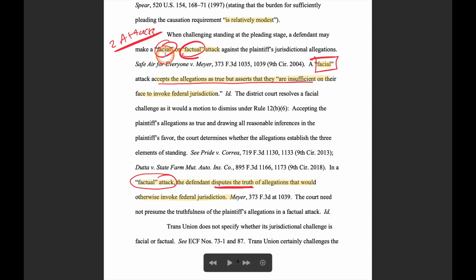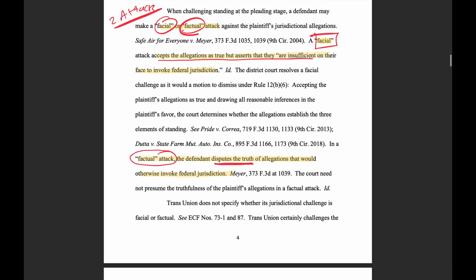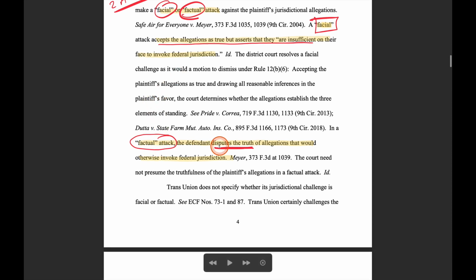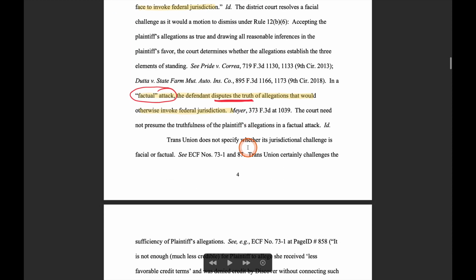One is called a facial attack, which is to say, let's look at the face of the complaint and let's look at that. And then the other is factual, where we're going to bring in evidence from outside the complaint or the lawsuit and show to the judge that there is no standing. So facial attack, defendant disputes the truth of allegations.